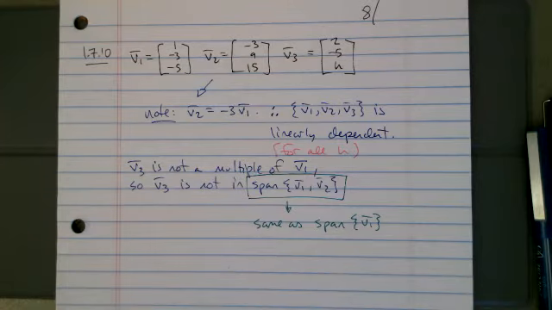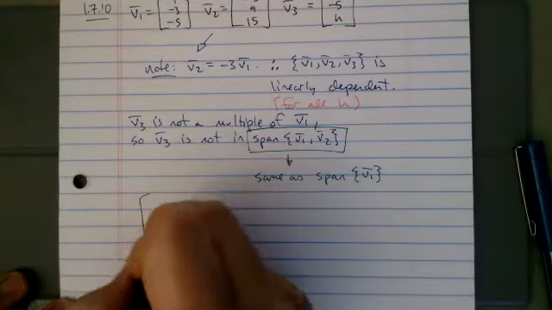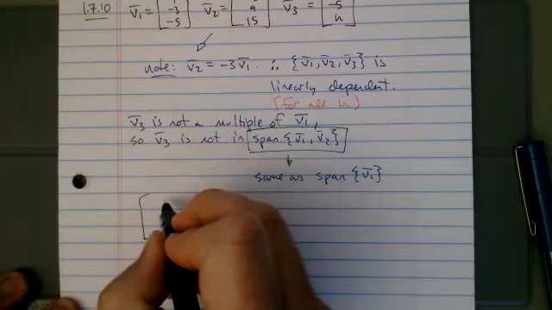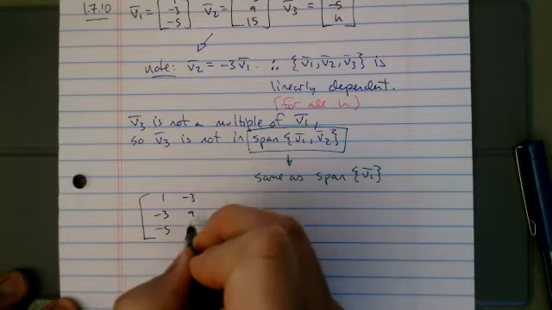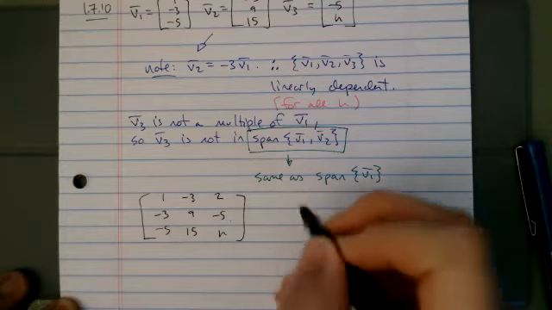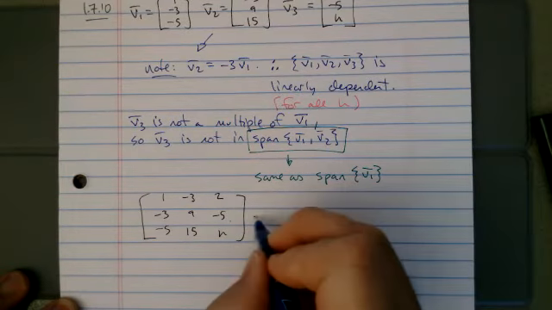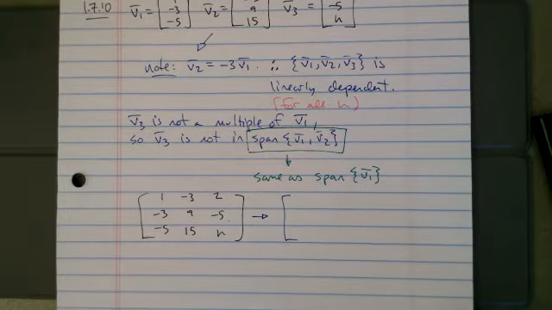So in that regard, we don't need to perform any row operations. We can already see what the reduced or echelon form of this matrix is going to be. If we were to do those row operations, if I look at this matrix, first column is 1, -3, -5. Second column is -3, 9, and 15. And the third column, 2, -5, H. If I find the reduced or echelon form of this matrix, what's the first column of the reduced or echelon form of this matrix going to be?